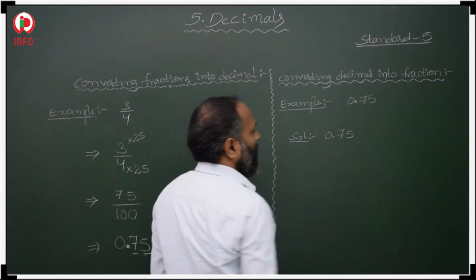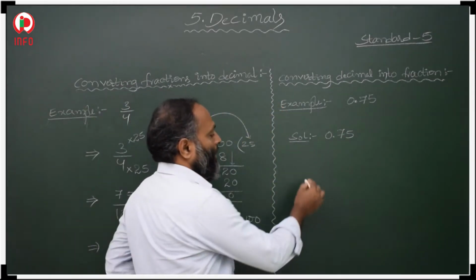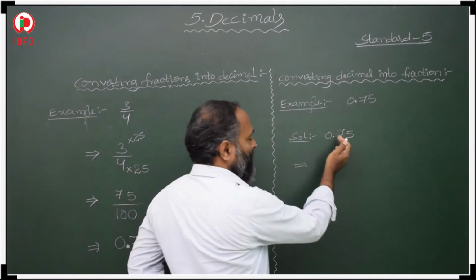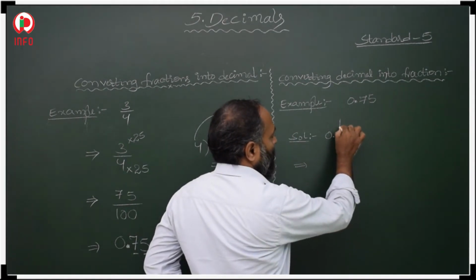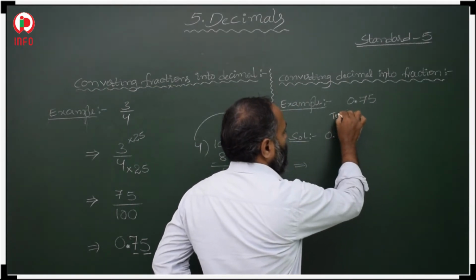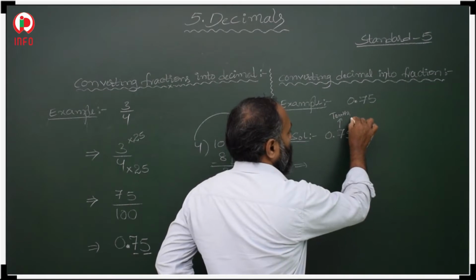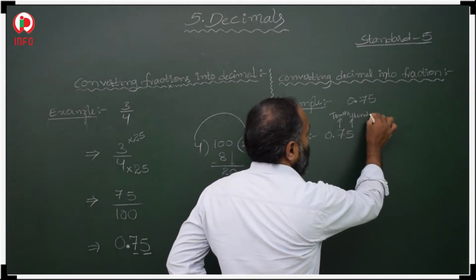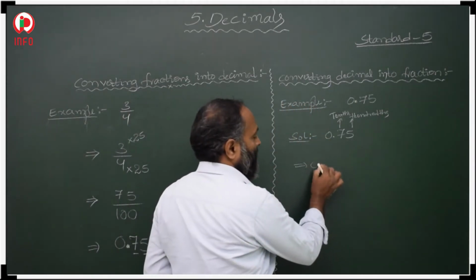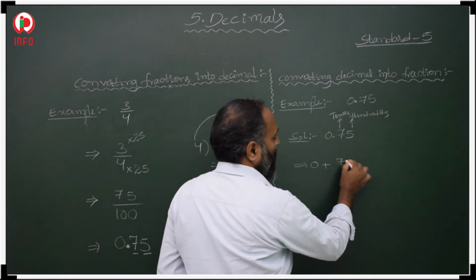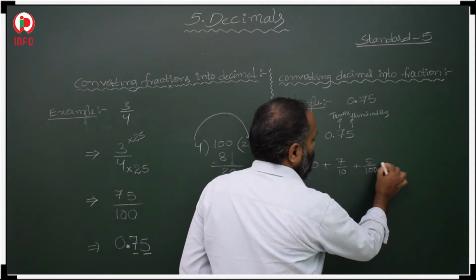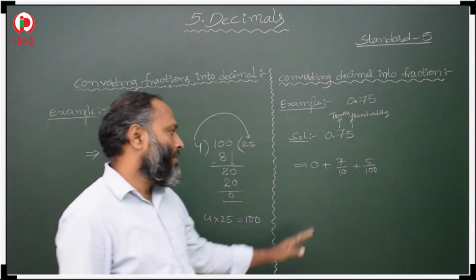0.75. Here 0 means 0 only. The 7 is in the tenths place, and the 5 is in the hundredths place. Tenths place means 7 by 10. Hundredths place means 5 by 100.